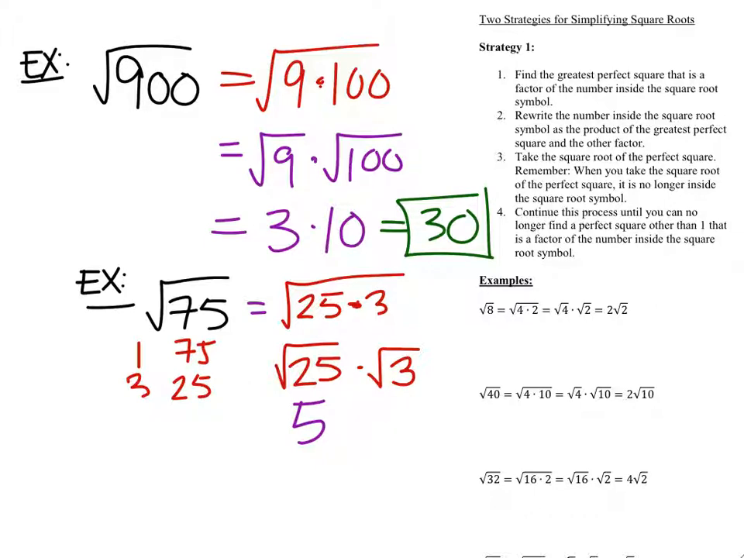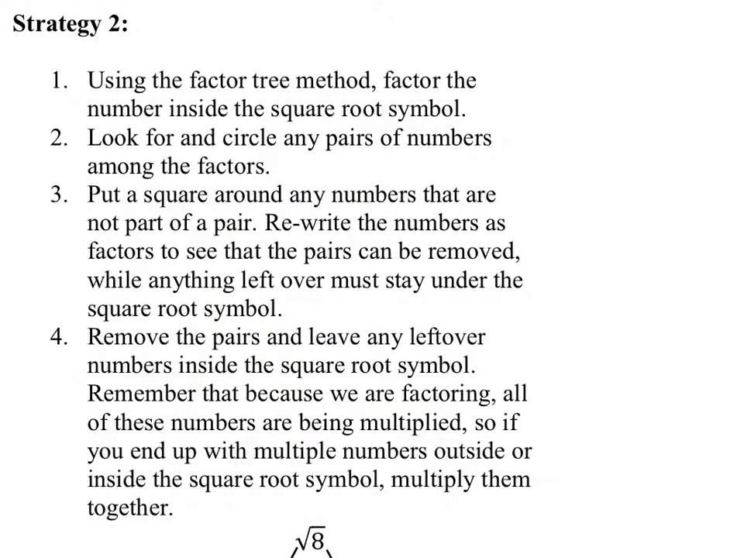So 5 times the square root of 3 is the final answer for the simplified square root on this one. So this is already 5 times the square root of 3. We just didn't show the multiplication, but you can if you want. That's the first strategy.